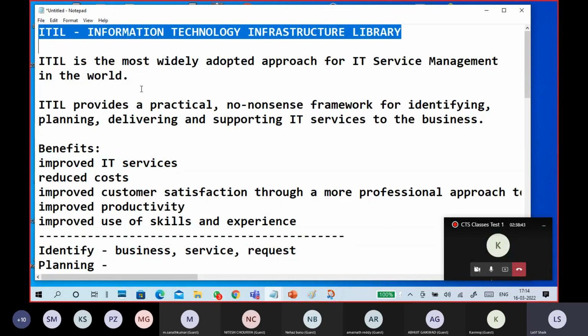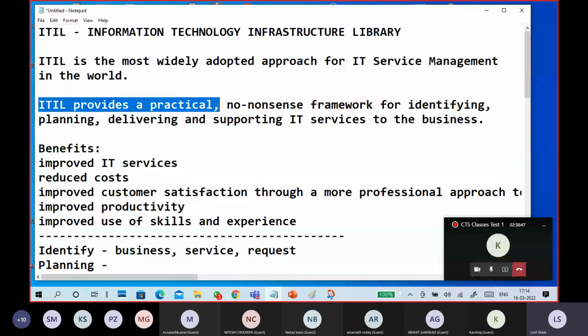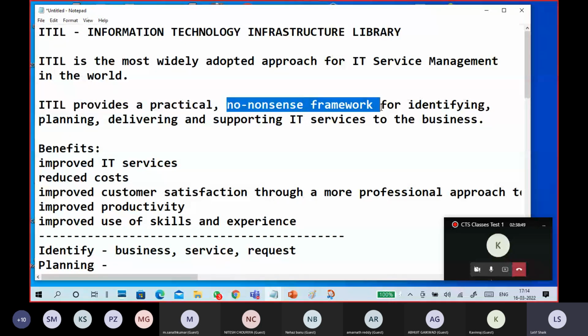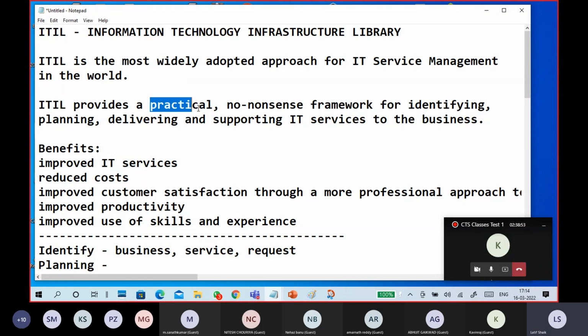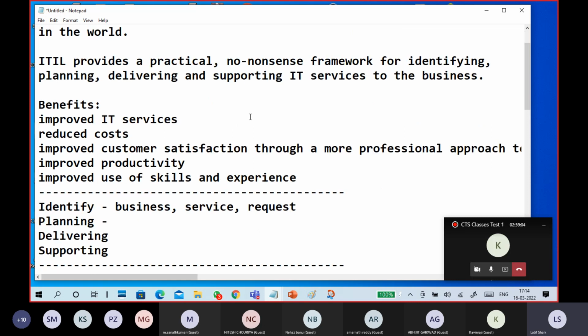ITIL means IT Infrastructure Library. ITIL provides a practical, no-nonsense framework. ITIL is nothing but a framework. Okay, it's business process related. ITIL provides a practical, no-nonsense framework for identifying, planning, delivering, and supporting IT services to the businesses.